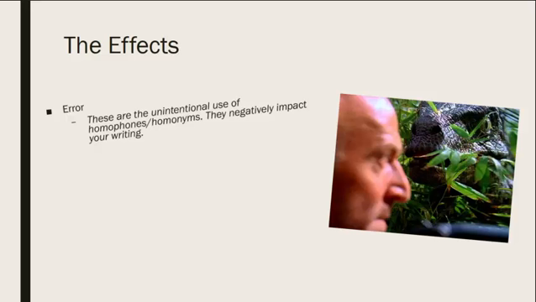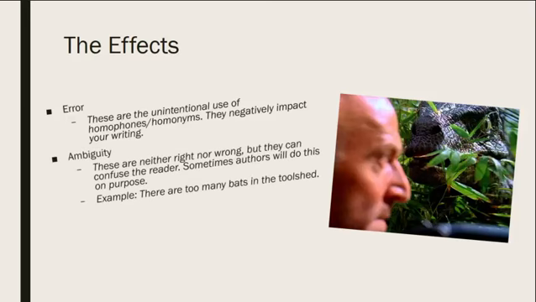So we don't intend to do these things. They're mistakes, and we don't want them to happen. So we need to kind of check and make sure. The other way that this kind of comes into play, or one of the other effects, is ambiguity, which means that it's not really right or wrong, but it can kind of confuse the reader. And sometimes, like it says here, authors will do that on purpose in order to kind of keep the reader hanging in the balance.